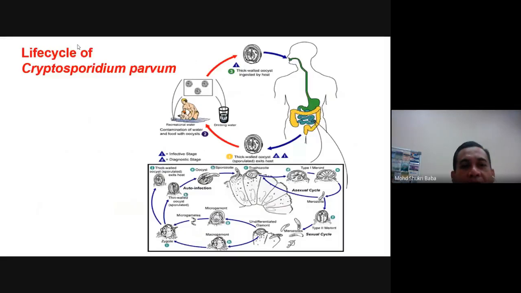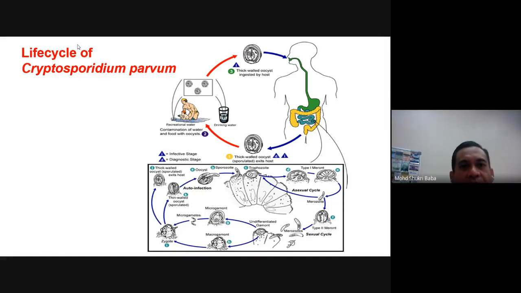So this is the life cycle of Cryptosporidium parvum. By now, I hope you already read the handout that I distributed. I don't want to go into details about Cryptosporidium parvum because the details are already in the handout. I hope you can read it because it thoroughly explains the pathology and the life cycle of this parasite.